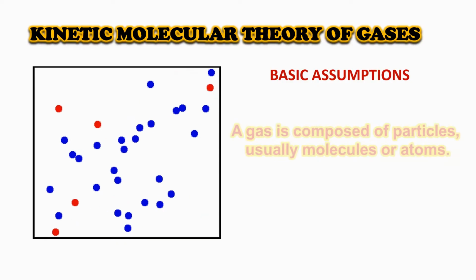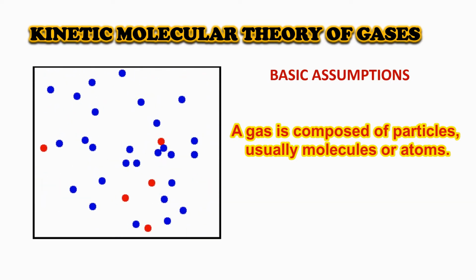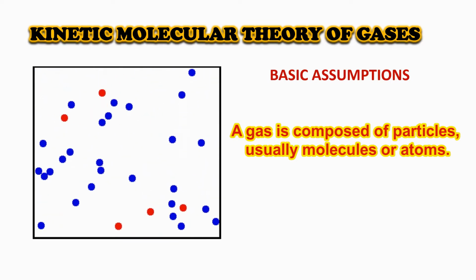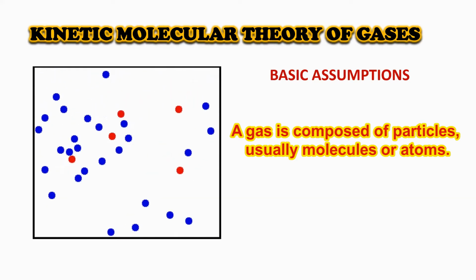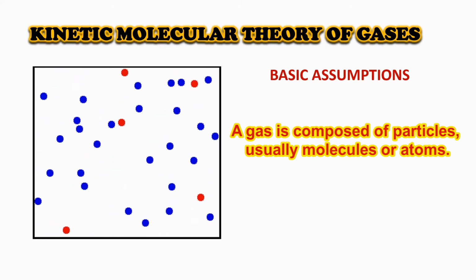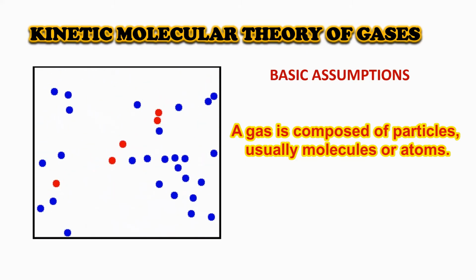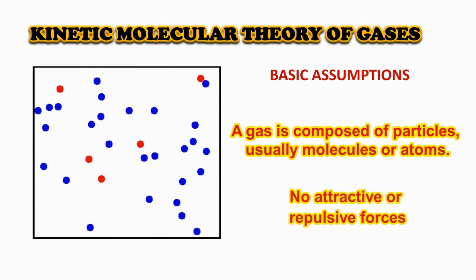A gas is composed of particles, usually molecules or atoms. These particles are considered to be small, hard spheres that have insignificant volume and are relatively far apart from one another. Between the particles, there is empty space, and therefore, no attractive or repulsive forces exist between the particles.